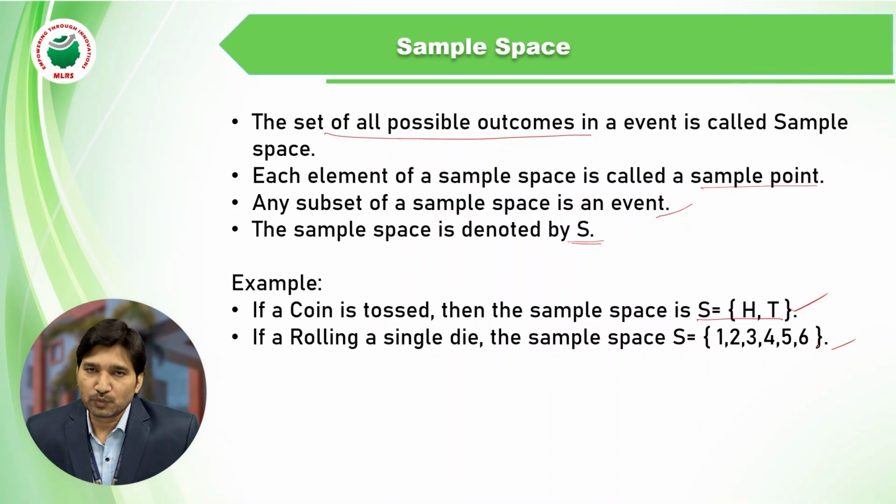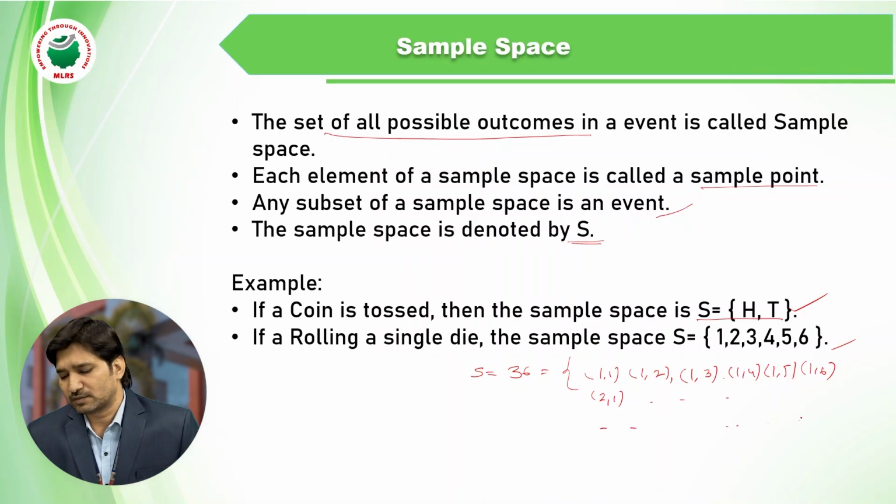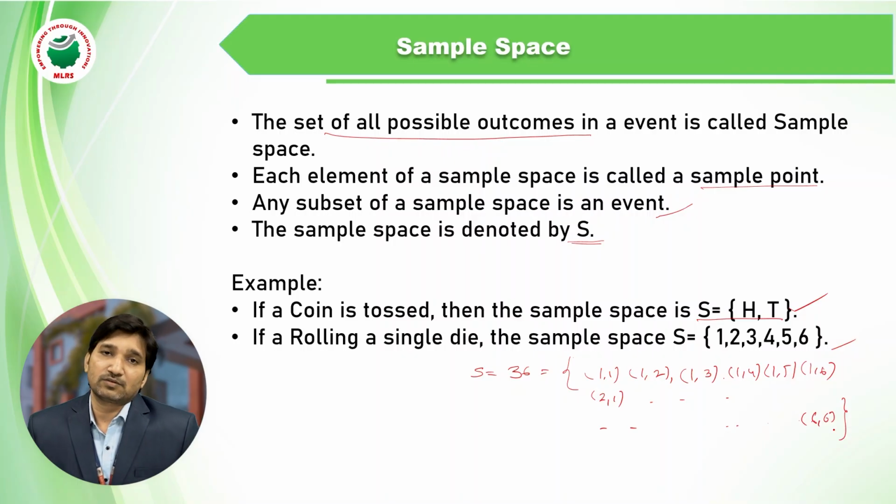In case 2, if you roll two dice, you will get 36 outcomes: (1,1), (1,2), (1,3), (1,4), (1,5), (1,6), then next (2,1) and so on, until finally the last one is (6,6). Overall, there are 36 outcomes if you roll two dice.